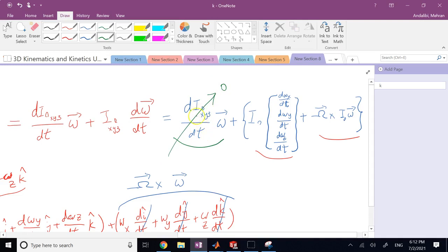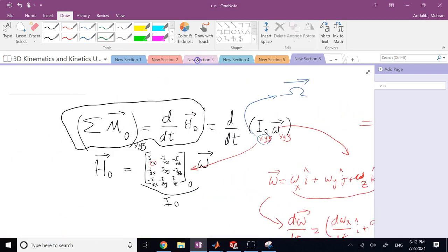When rotation of the rigid body with respect to this secondary frame does not change the I values. Okay? When the rotation of the rigid body with respect to the secondary frame does not cause the I values to change, then yes, this dI over dt will be zero.